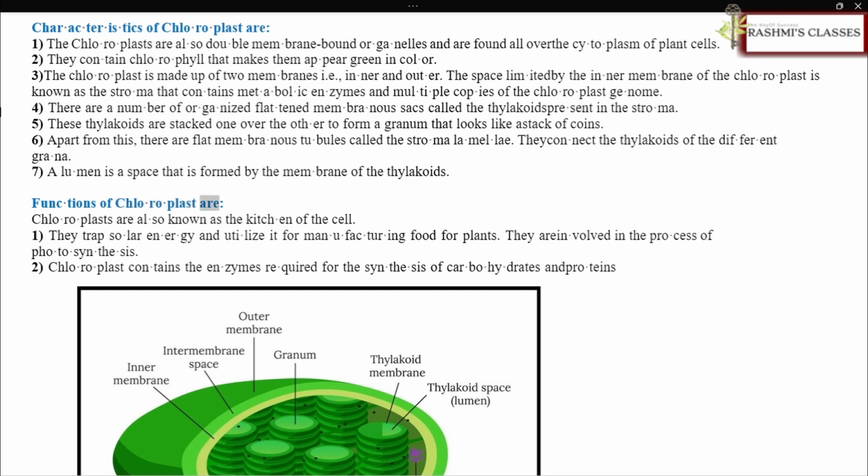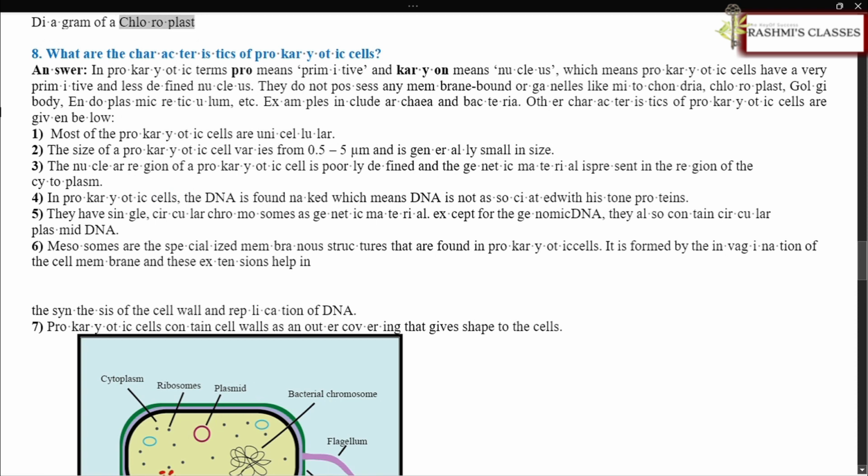Functions of chloroplast are: chloroplasts are also known as the kitchen of the cell. They trap solar energy and utilize it for manufacturing food for plants. They are involved in the process of photosynthesis. Chloroplast contains the enzymes required for the synthesis of carbohydrates and proteins. Diagram of a chloroplast. What are the characteristics of prokaryotic cells?